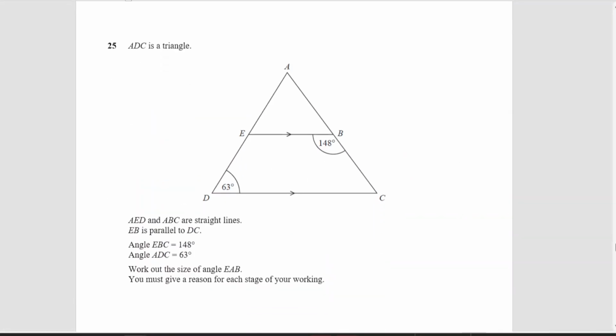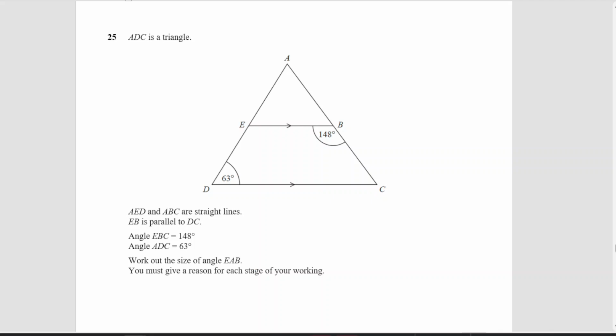And question 25. We've got to work out the size of EAB, so we need to work out this angle here. I'm going to call it X just for now. Give reasons for each stage of your working. I know that this is what's called a co-interior or supplementary angle, so they need to add up to 180. So I'm going to say that angle BCD is going to be equal to 180 minus 148, so it's going to be equal to 32. And the reason is it's a co-interior or supplementary angle.